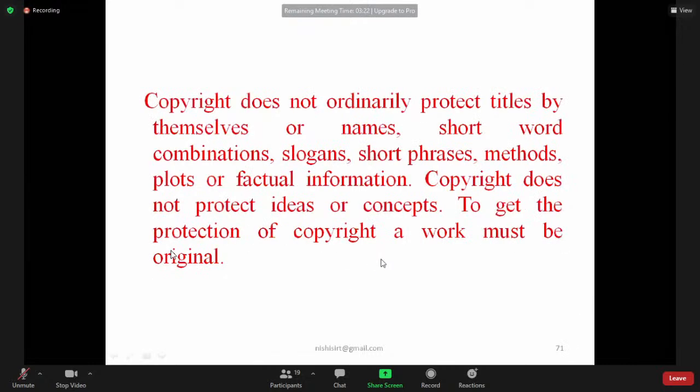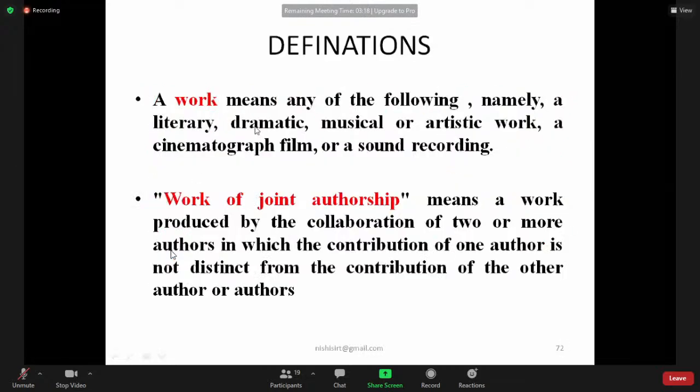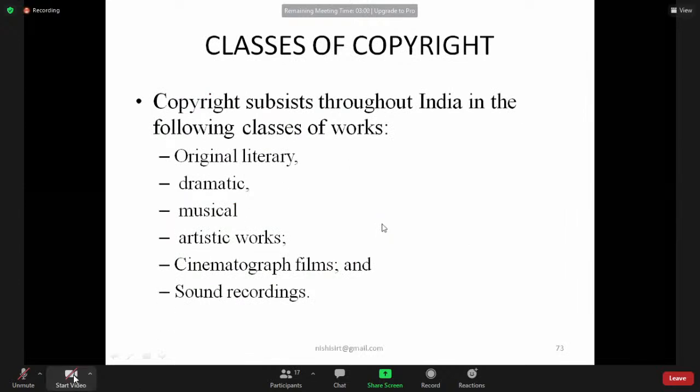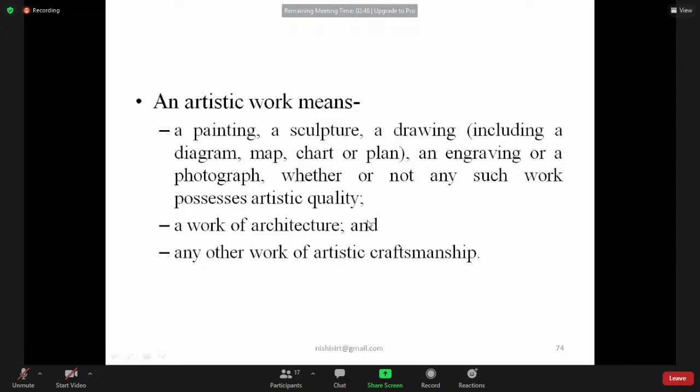Here are two, three things I would like to say. There is one important definition, that is the work, meaning the following, namely a literary, dramatic, musical, or artistic work, a cinematograph film, or a sound recording. Work of joint authorship means work produced by collaboration. So two or three persons can also get the copyright. There are some classes of copyright: the original literary work, dramatic, musical, artistic, cinematograph film, and sound recording. Right? Again, I'm a little bit faster.